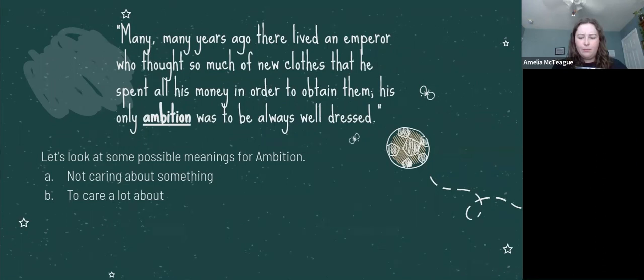Hair was to be well dressed? I don't know if that makes sense. Does it make sense to say that he cared a lot about being well dressed? I think that's the right answer. I think it's B because it says that he would care about being well dressed. And if someone spent a lot of money on clothes, I think that they would care. So that would be my explanation for the word ambition.